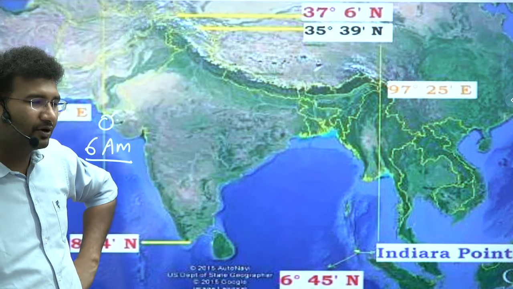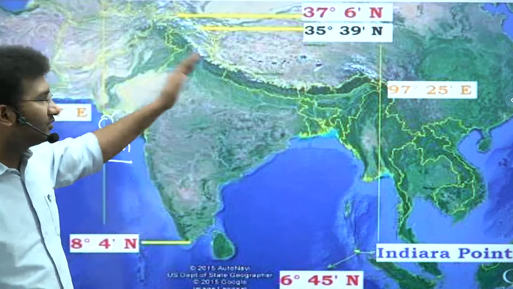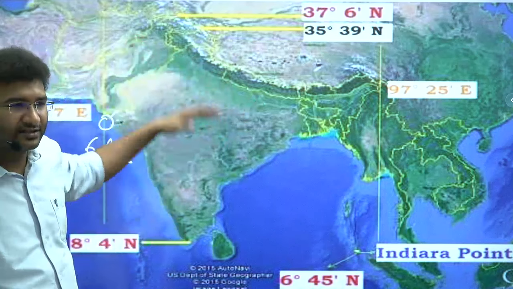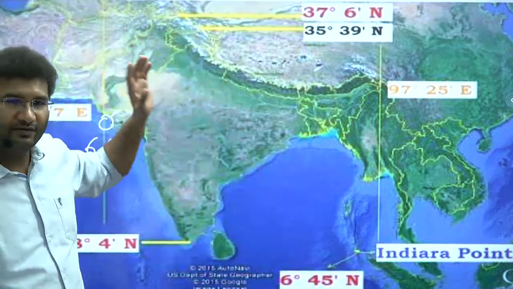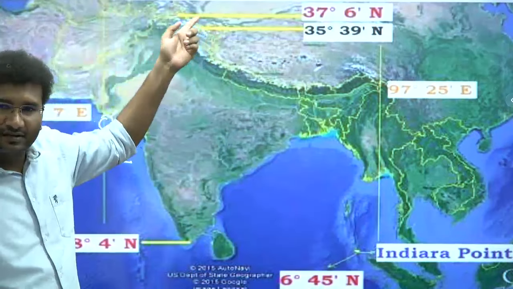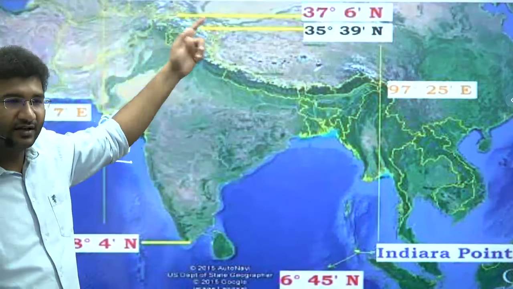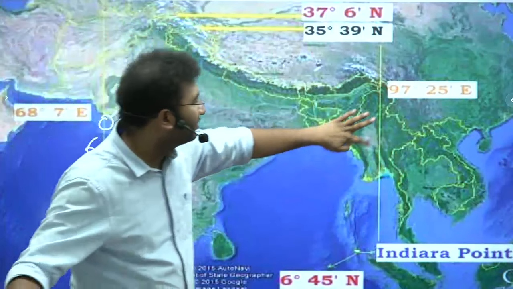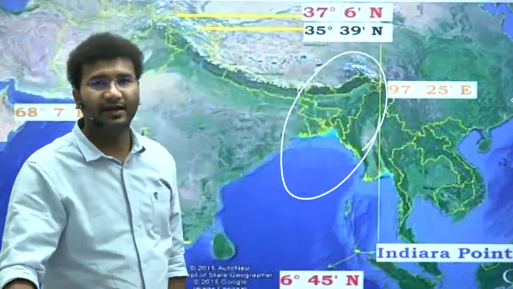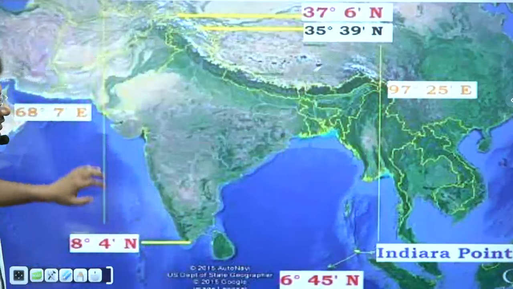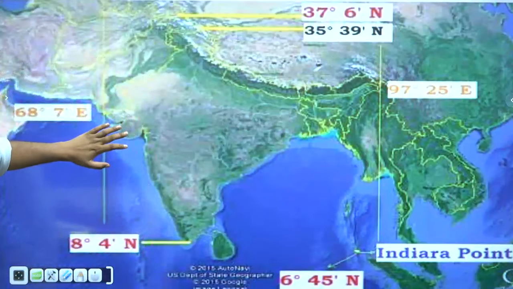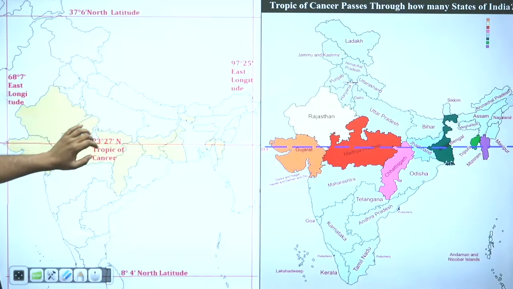So we have some problems with respect to the latitudinal extent and longitudinal extent of India. It is more of the longitudinal problems that we have discussed in the time zone. What is the time zone that there is a demand for? This part is demanding a separate time zone called the Chai Bagan time zone, right? So these are some things that you need to keep in mind.